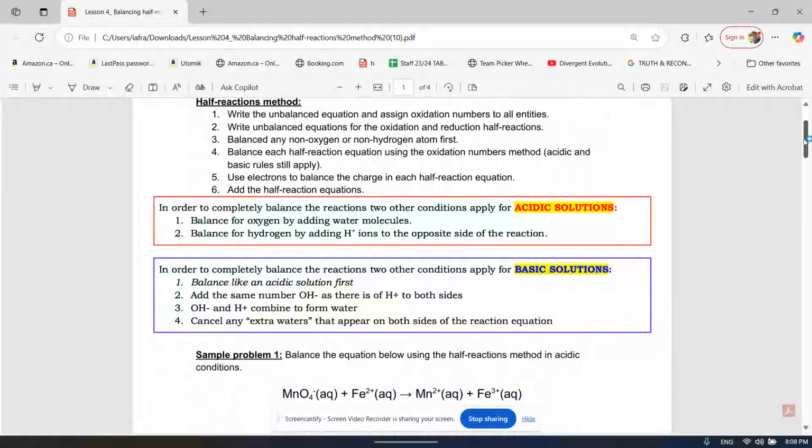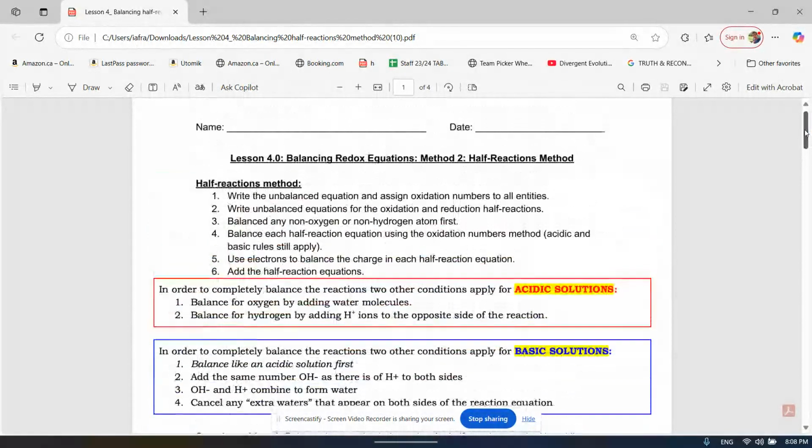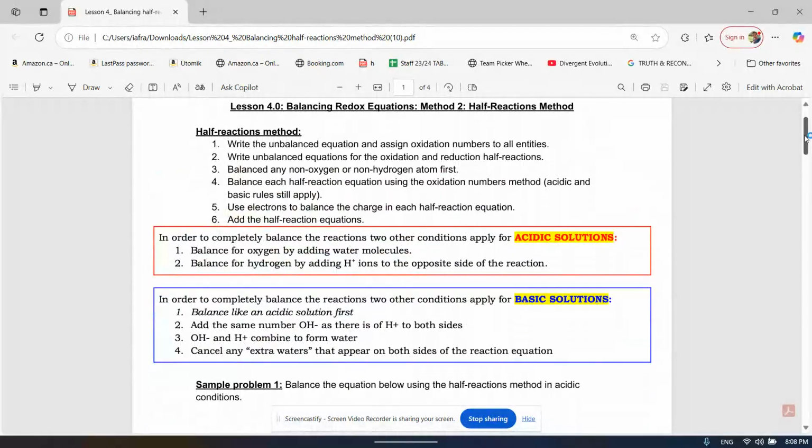In this video, we're going to learn how to balance redox reactions. There are two conditions in which you can balance redox reactions. You can balance them in acidic solutions and in basic solutions. So we're going to do this first video, an example of balancing in acidic solutions. And then in the next video, we're going to do an example of balancing in basic solutions.